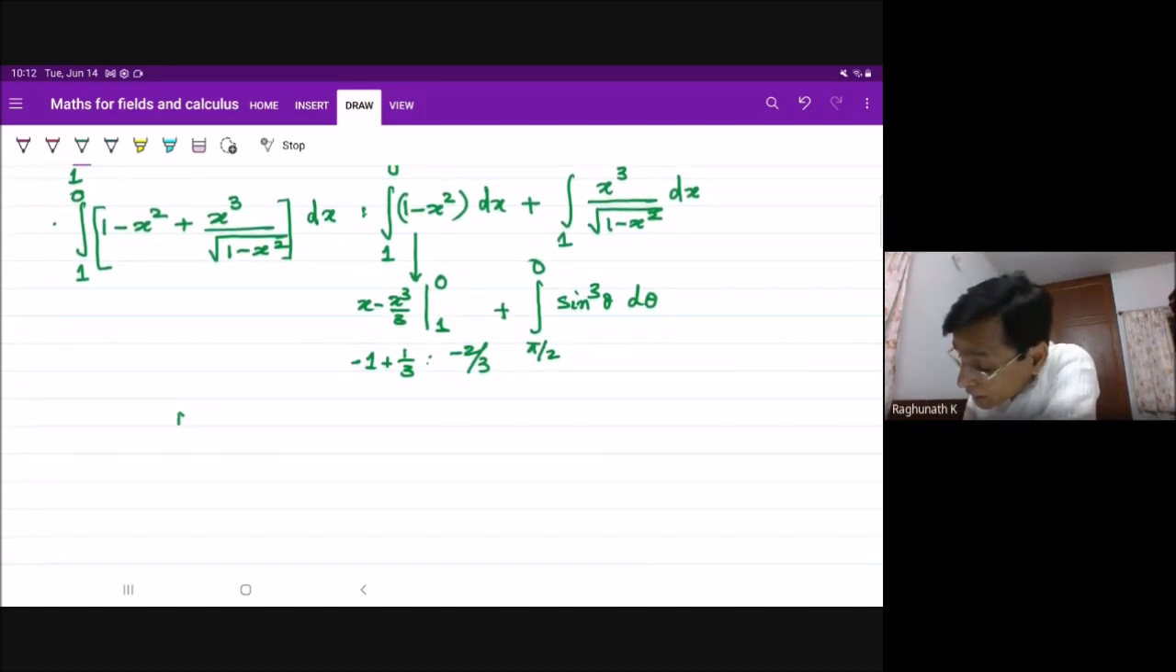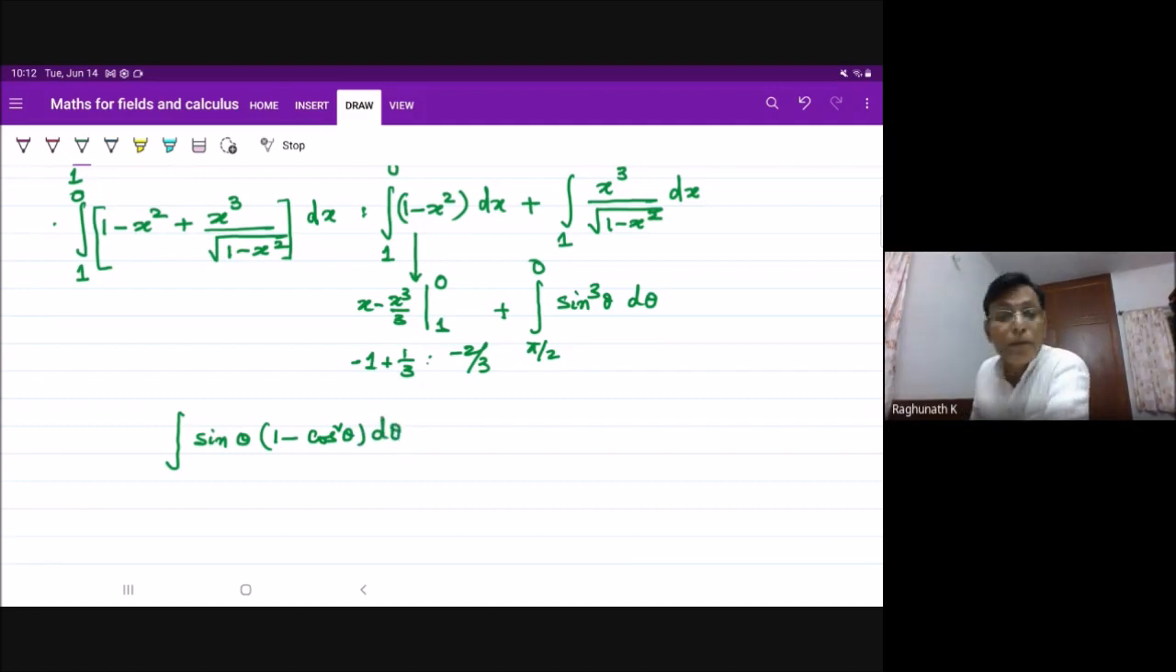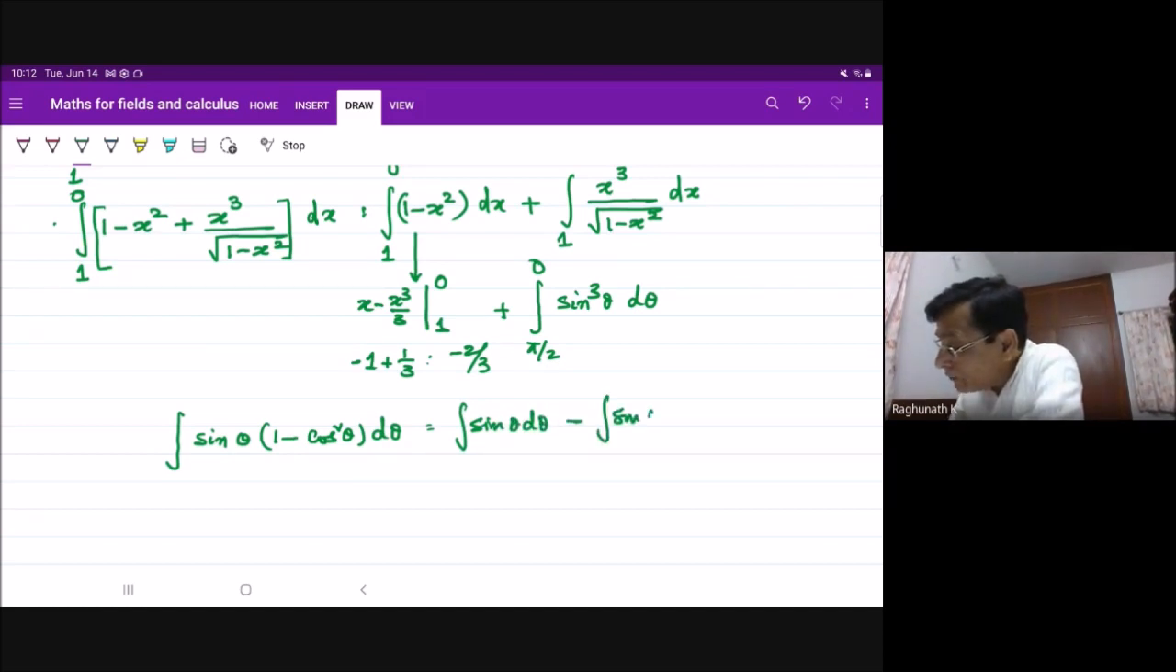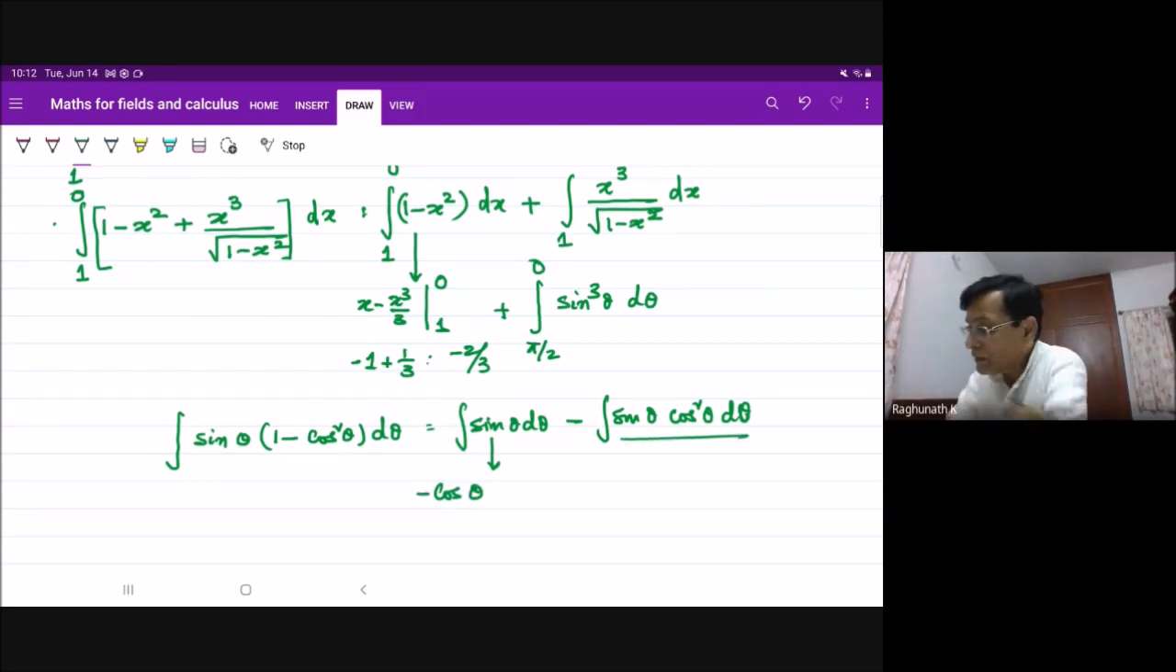Whenever I want to, this is one of the important integrals for us. Whatever way you want to do it, I will write it as sine theta into sine square theta, which is sine theta times (1 minus cos square theta) d theta, which is integral sine theta d theta minus integral sine theta cos square theta d theta. Check it. This is minus cos theta.